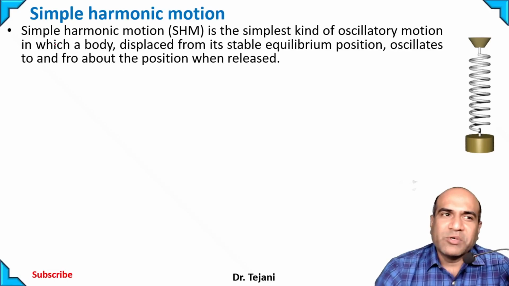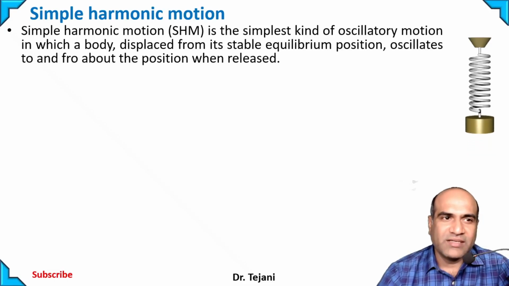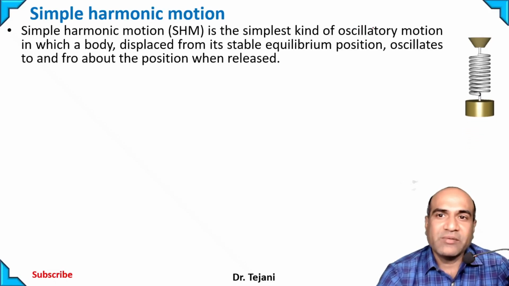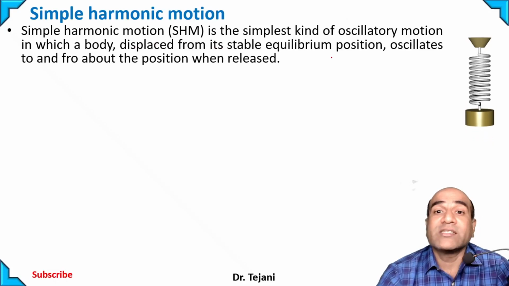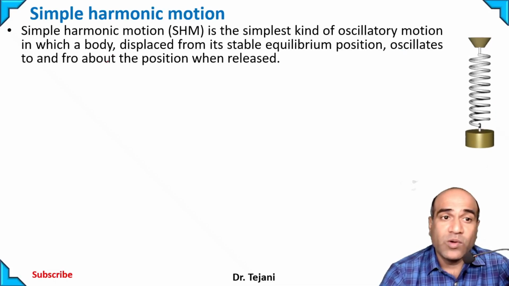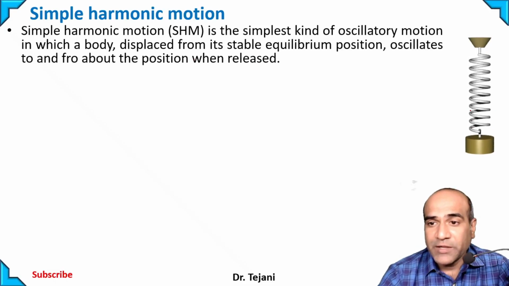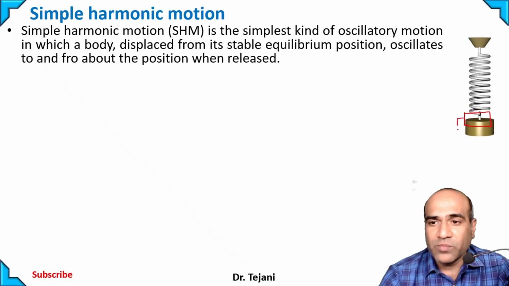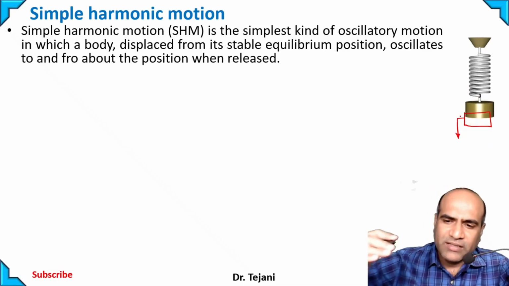Simple harmonic motion. Let's define simple harmonic motion. Simple harmonic motion is the simplest kind of oscillatory motion in which a body displaced from its stable equilibrium position oscillates to and fro about the position when released. Say for example, this body is at the mid position, stationary. If we move this body maybe downward or upward, then what happens? It starts oscillating.